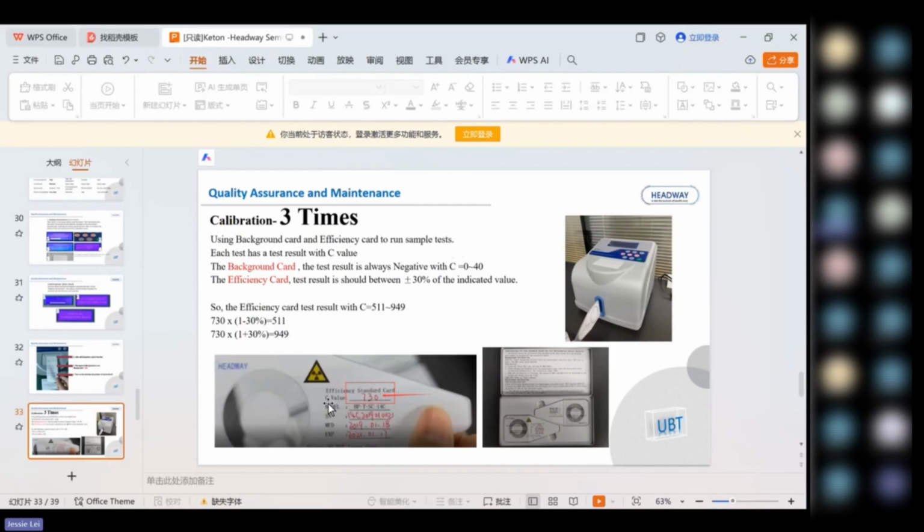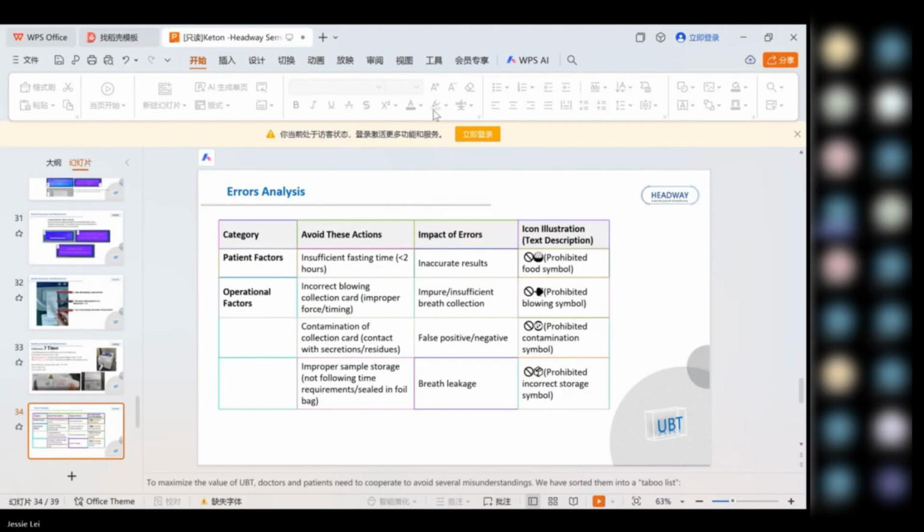For example, the C value is 730. The efficiency card test result should be between 511 to 949. If all the results are in the normal range, it means that our machine is okay and ready to work.